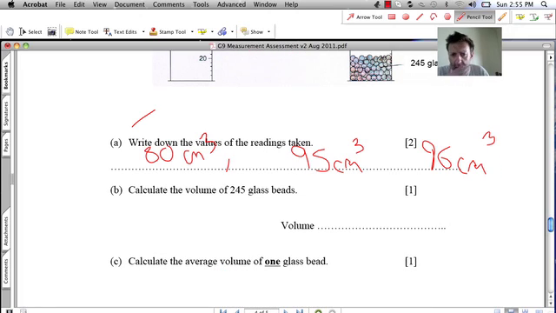Calculate the volume of the 245 glass beads. Right, well that's going to be the total volume that we had again, displacement, so let's just take 96 cm cubed minus, before we put the glass beads in, which was 80, so what do we end up with? 16 cm cubed. So there's our volume.